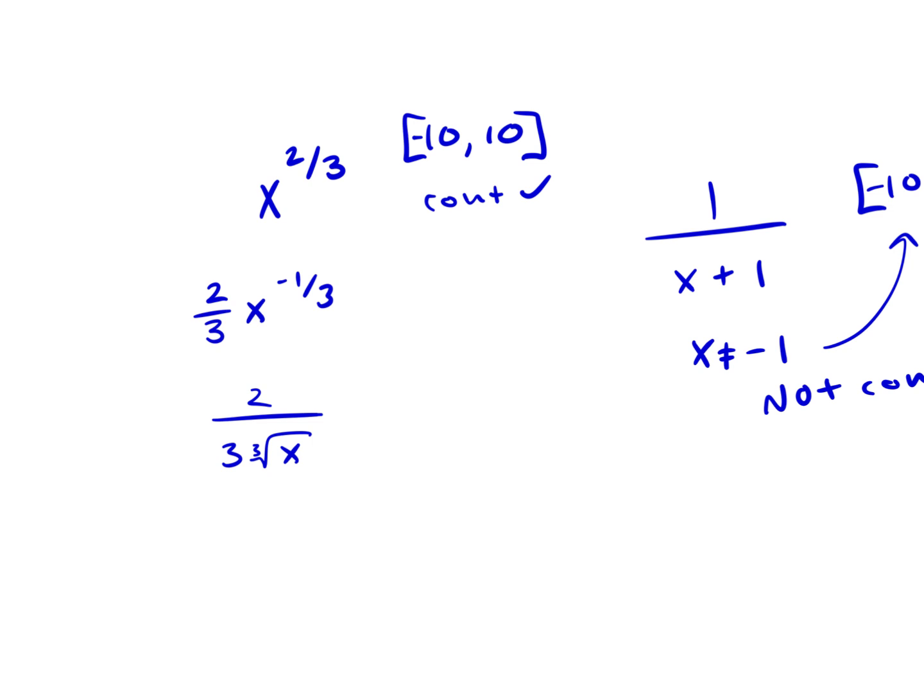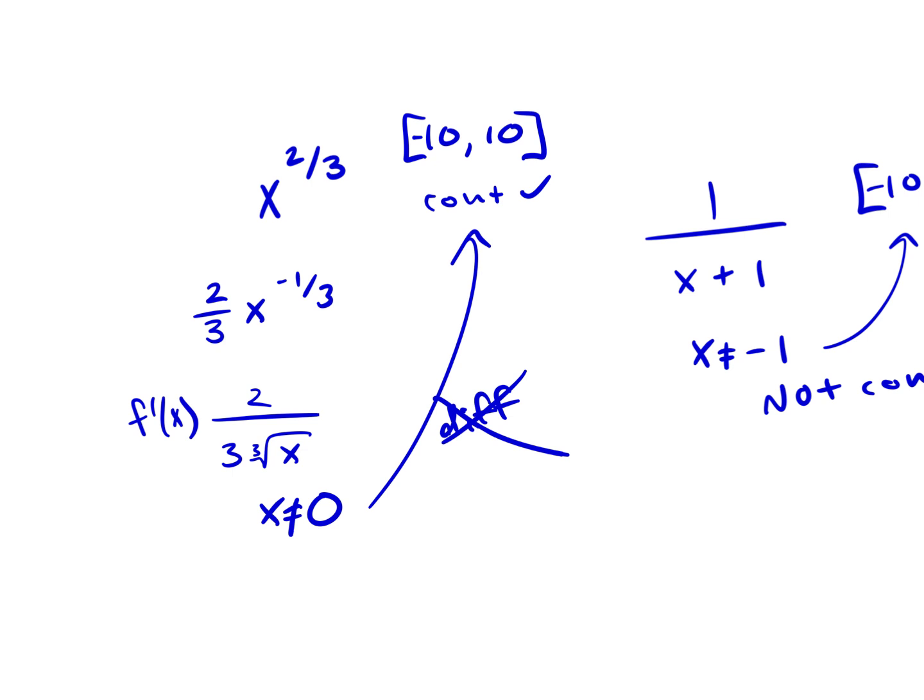What could x not be in our derivative here? 0. Is 0 in our interval? Yeah, so this is not differentiable. If our interval was from, let's say, 1 to 5, then it would be differentiable on that interval because 0 would not be in our interval.